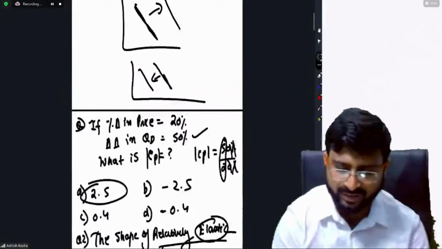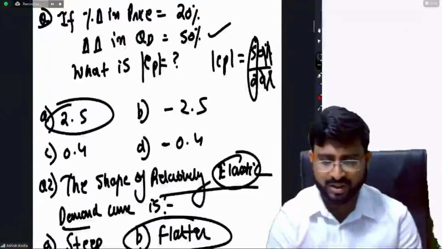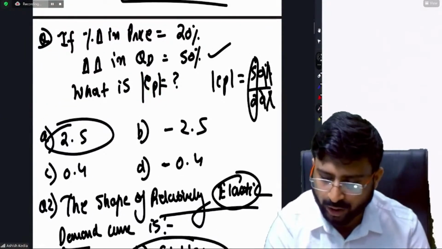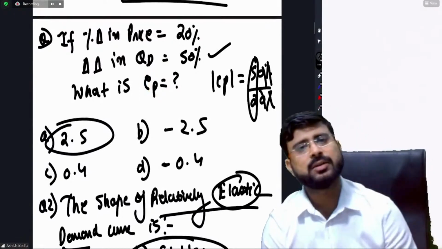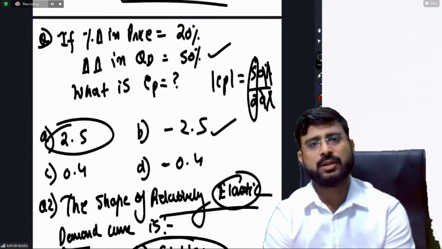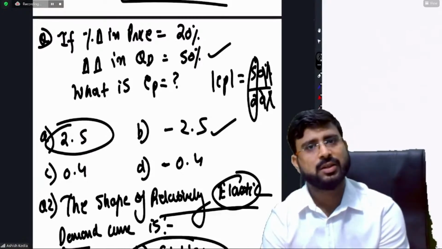Okay. One of our friends is asking, sir, in the above question number 1, if there was no modulus sign, what would the answer be? Then you would put minus 2.5 because no modulus is given. Got it?